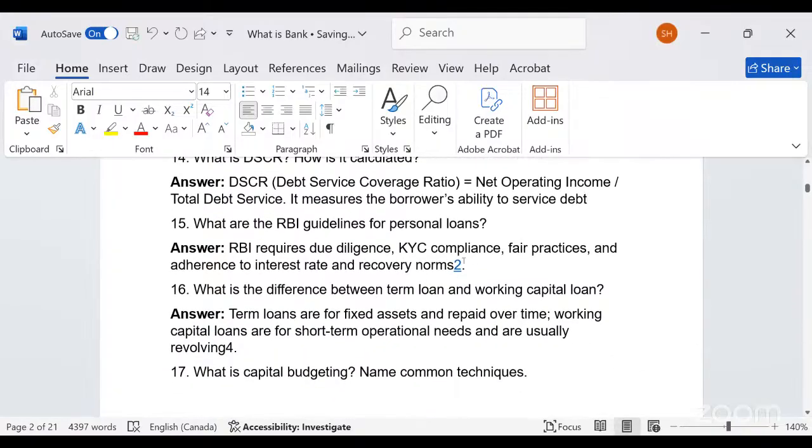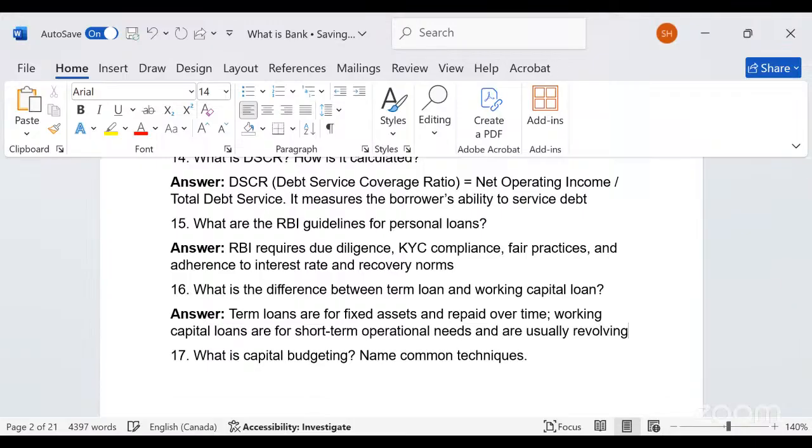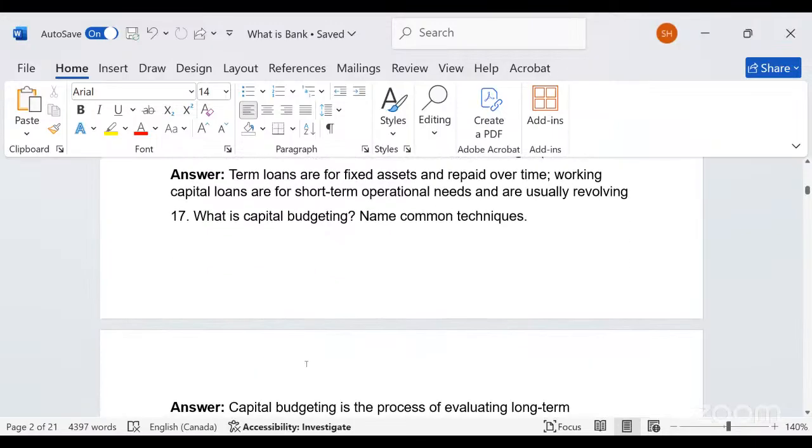Number 16. What is the difference between term loan and working capital loan? Term loans are for fixed assets and repaid over time. Working capital loans are for short-term operational needs and are usually revolving.